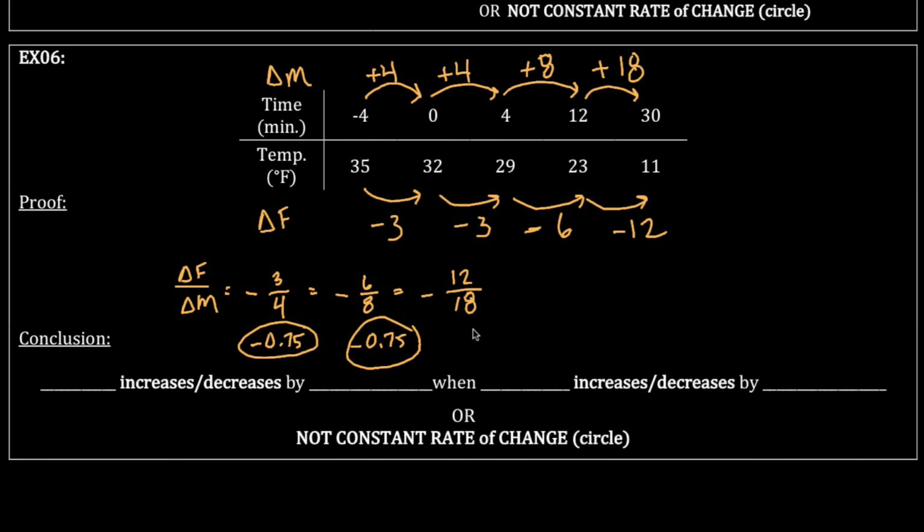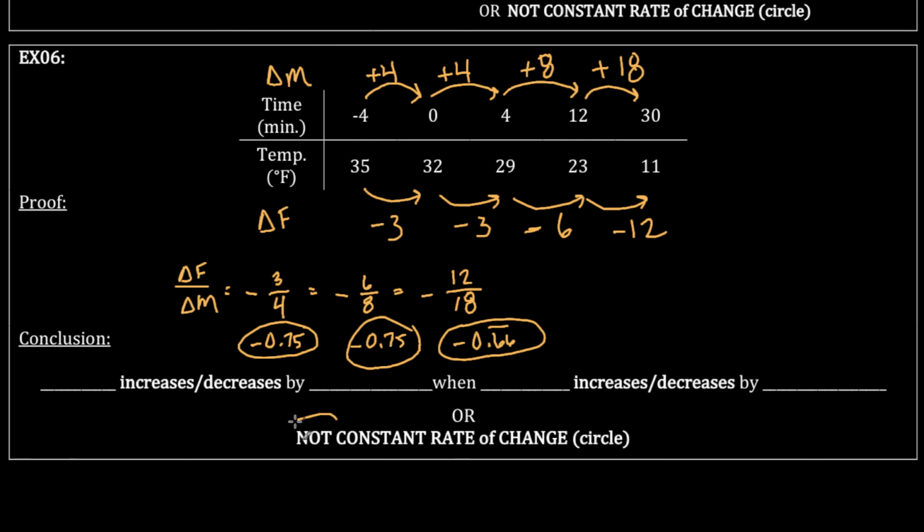So 12 over 18 is negative 0.66 repeating. You see how these two are the same, but this one isn't? Because 3 times 4 is 12, but 4 times 4 is not 18, it's 16. Or 6 times 2 is 12, but 8 times 2 is not 18, it's 16. So this one doesn't go. Even when we easily check it with the division, it's not the same number.